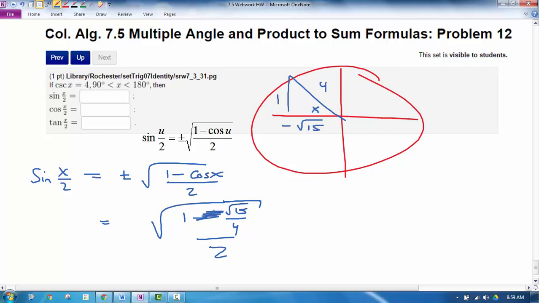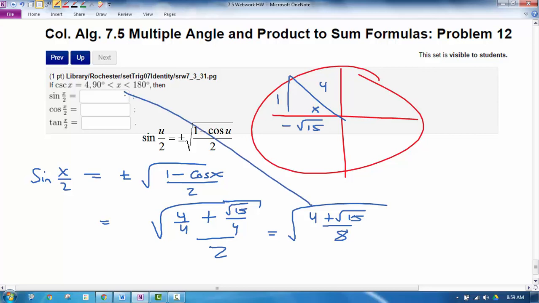Now I just need to simplify this. So double negatives go positive right here. Now I'm going to get a common denominator right here, so I can add these fractions. So I get 4 plus the square root of 15 over 4. Now instead of dividing by 2, I'll multiply by 1/2. And that turns into an 8 in the bottom here. And then I can simplify that a little bit more. Actually, no, I really can't. So let's just write that answer then for the first one.